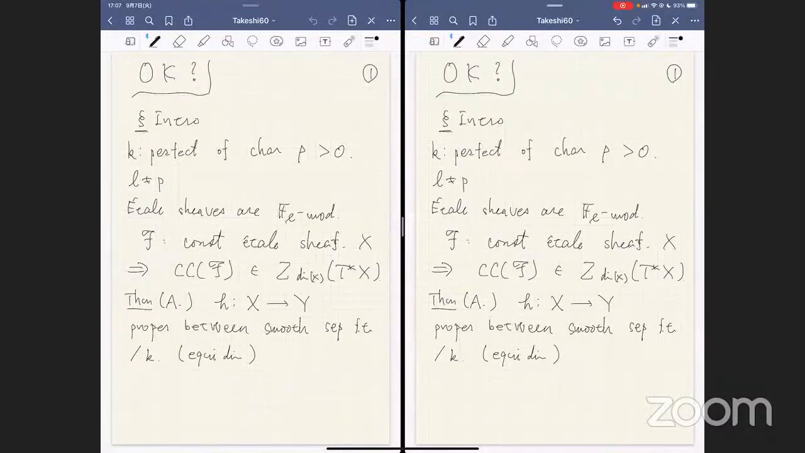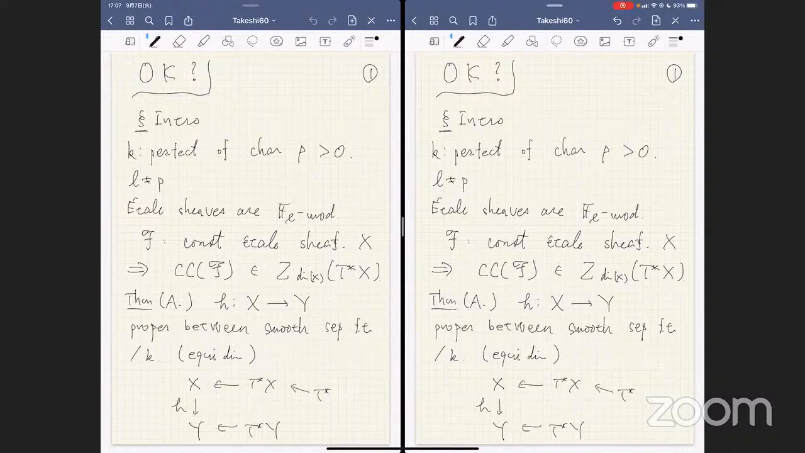Then I have the usual diagram, X to Y, this is h, and I have T star X, T star Y, T star Y, YX. This is just a base change, and here I name it g. This is just a base change, h bar.